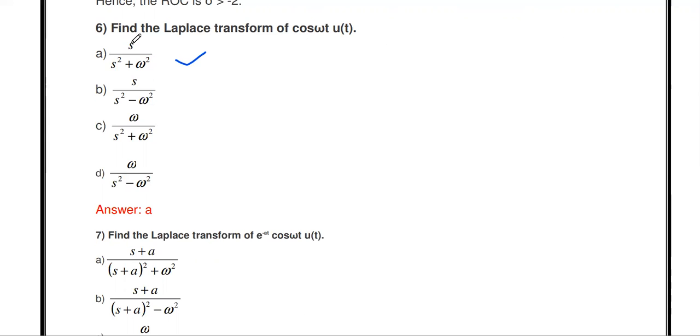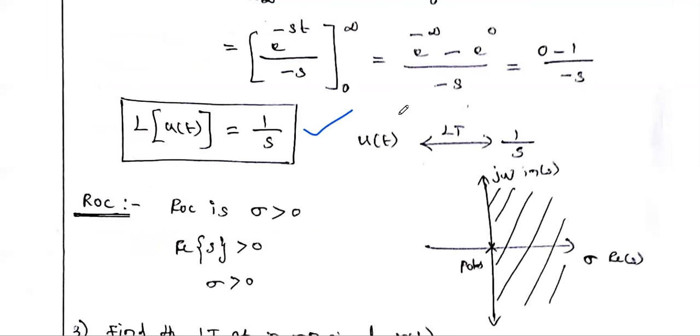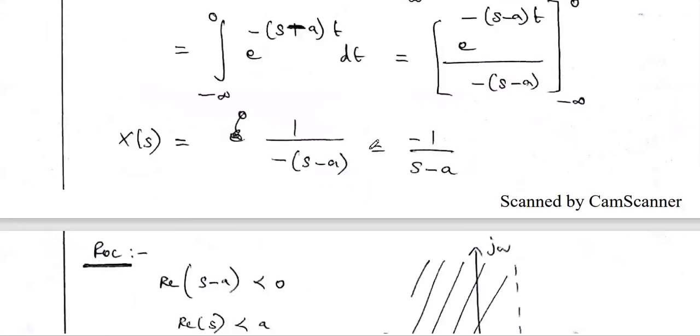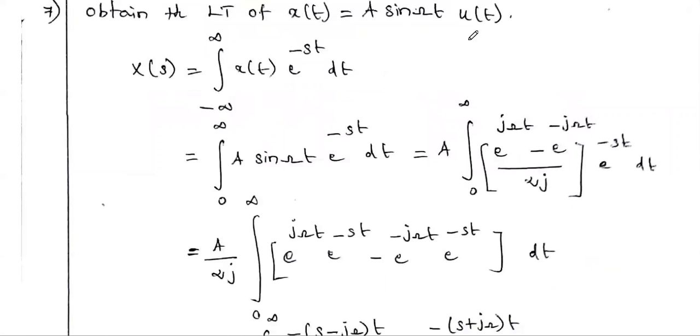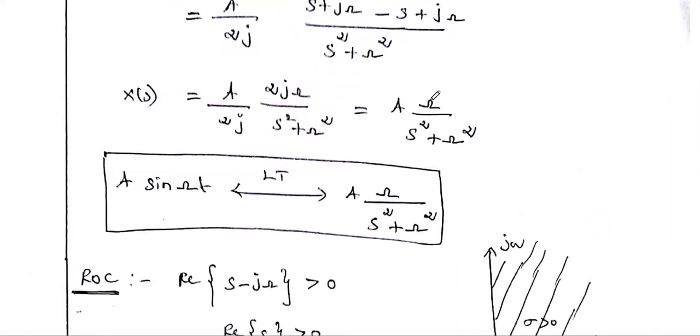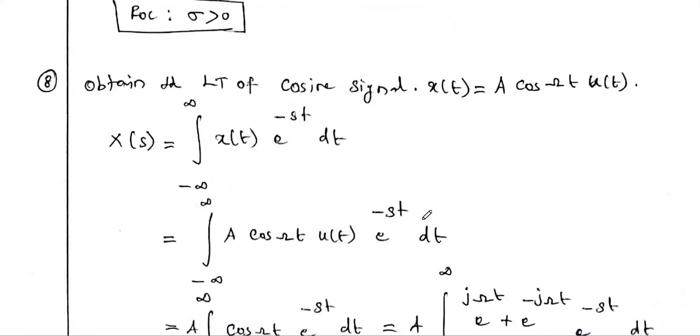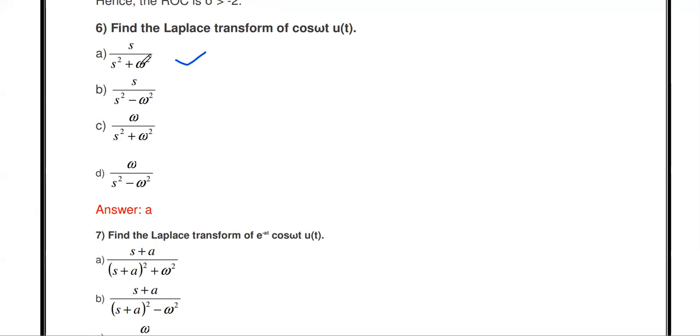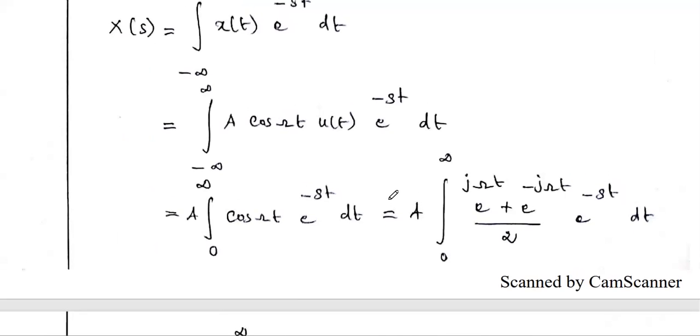If it is a Fourier transform, you just replace s by j omega. So j omega by (j omega) the whole square plus omega squared. That is the Fourier transform. Okay. So this cos omega t and sin omega t problem we already solved in the previous videos. Similarly, the a cos omega t problem we also derived. So for a cos omega t, s divided by s squared plus omega squared. So s by s squared plus omega squared is the answer for cos omega naught t.